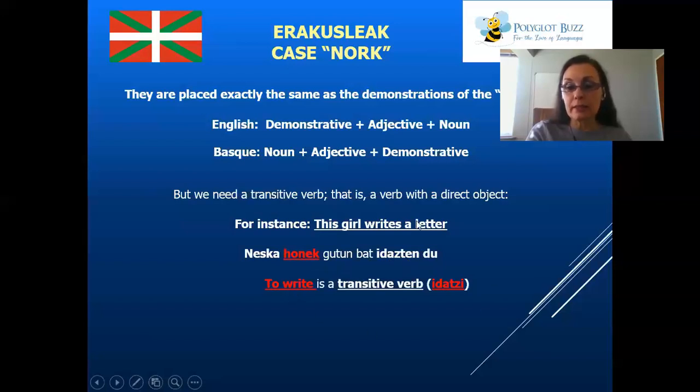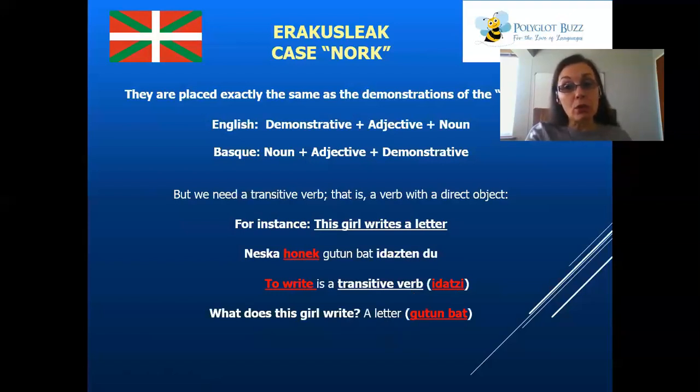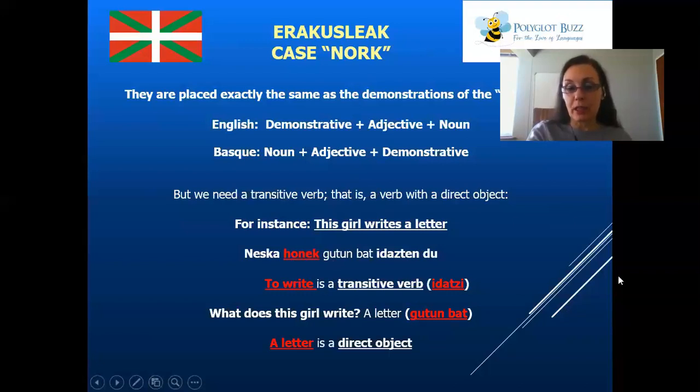So to write, writes, write is a transitive verb. Why is it a transitive verb? Idatzi in Basque. Because you can write something. You can ask the verb, do you write something? What do you write? A letter. Then the letter is your direct object, that thing that you have written, and the verb is a transitive verb. So what does this girl write? A letter. Gutun bat. Neska honek gutun bat idazten du. And honek is from the transitive nork case. A letter is a direct object.